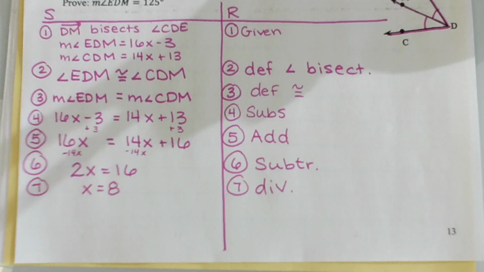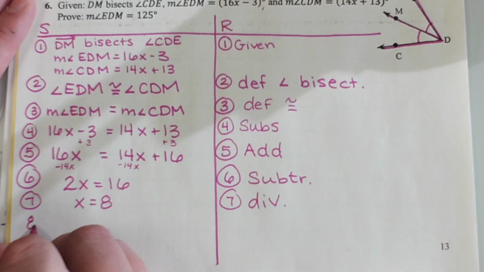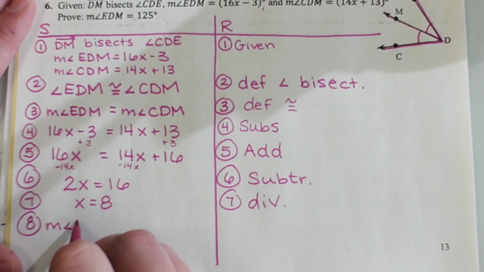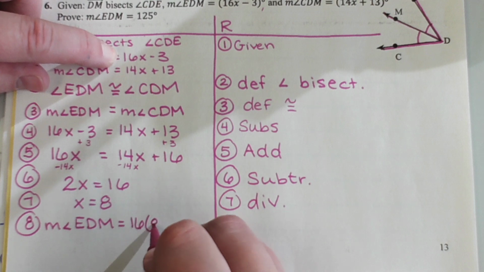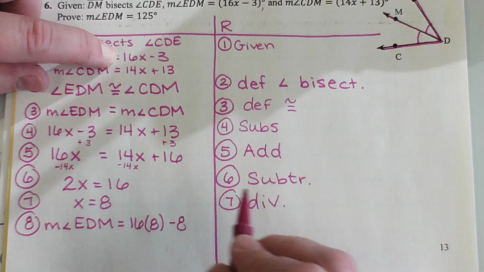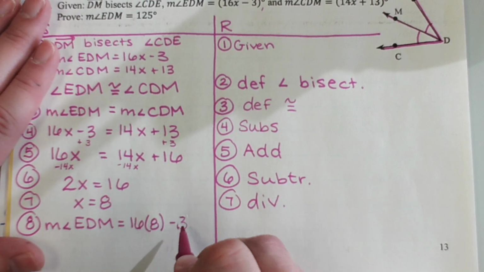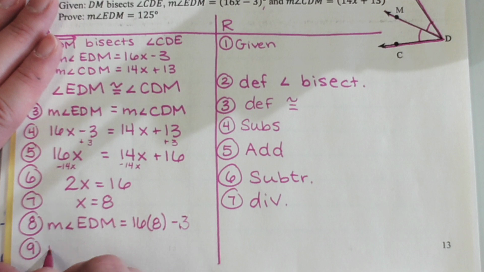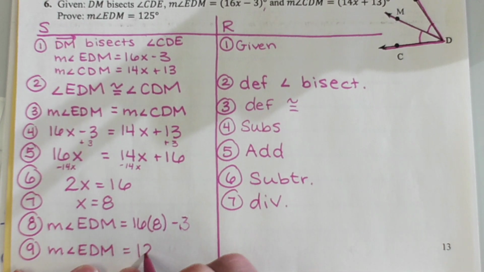Are we done? Now, look at your proof. We're plugging back in. Measure of angle EDM was 16x minus 3, so 16 times 8 minus 3. Not 8. And then get it together. 16 times 8 is 128. Minus 3 is 125.